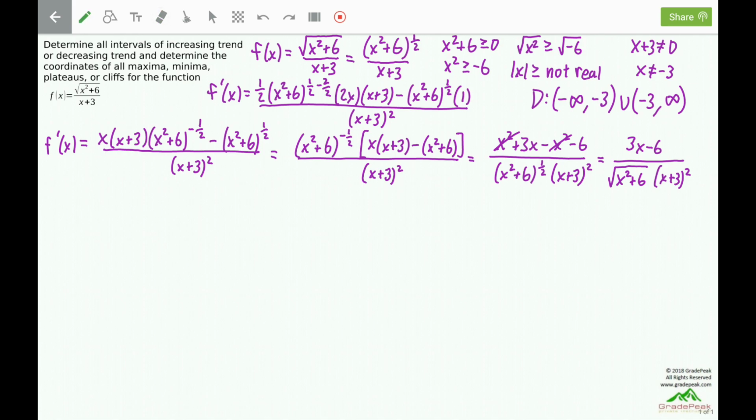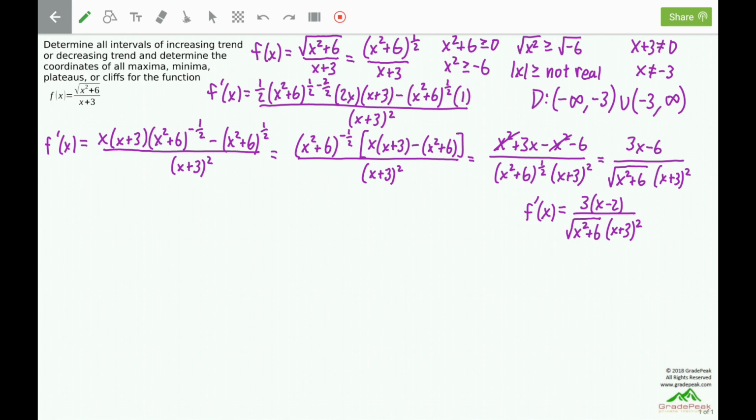We want to fully factor the first derivative. The numerator has a common factor of 3. Everything else is factored as much as possible. Factoring out the common factor of 3 will leave behind an x minus 2. And all of this over the denominator of the square root of x squared plus 6 and x plus 3 quantity squared. So that is the first derivative written as a single fraction.